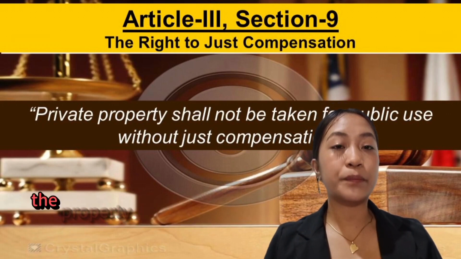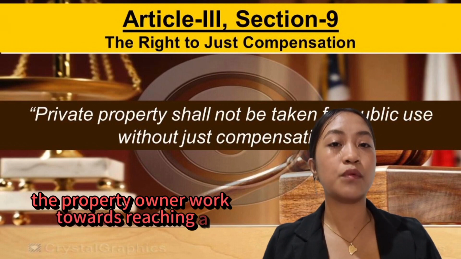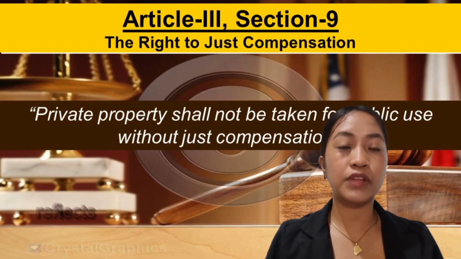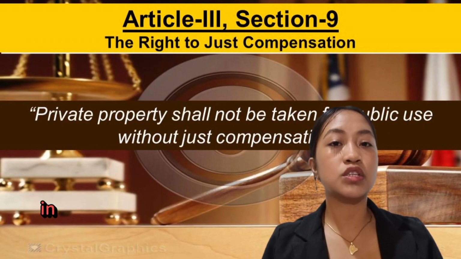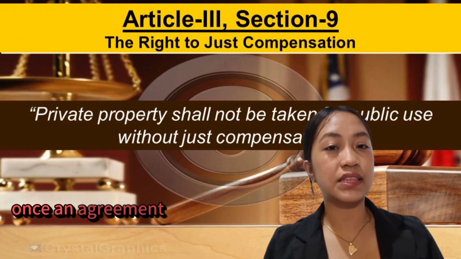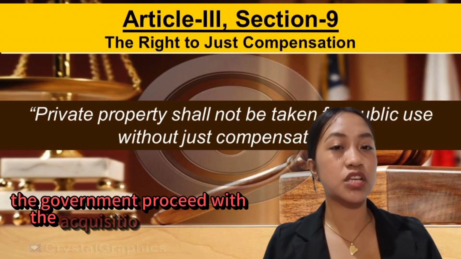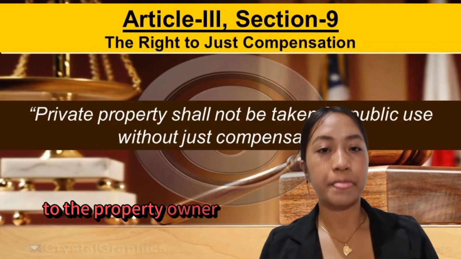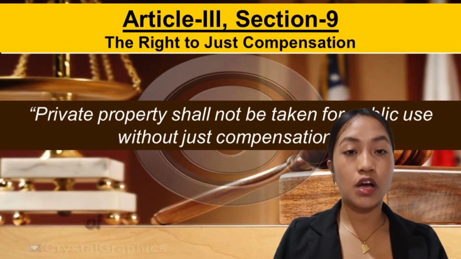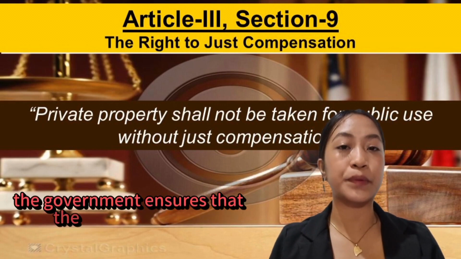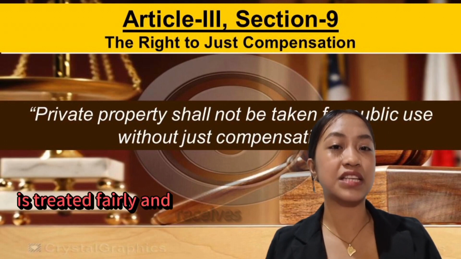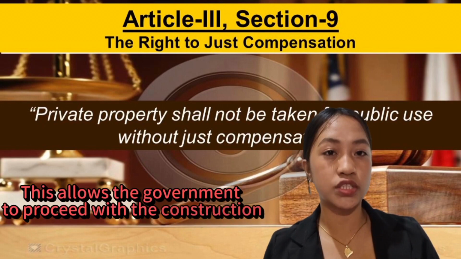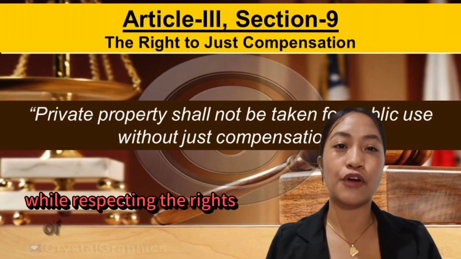The government and the property owner work towards reaching a mutually agreed upon price for the land. They aim to ensure that the compensation reflects the value of the property lost by the owner. Once an agreement is reached, the government proceeds with the acquisition of the land and pays the agreed upon compensation to the property owner. By following this principle of Section 9, the government ensured that the property owner is treated fairly and receives just compensation for their land. This allowed the government to proceed with the construction of the public park while respecting the rights of the property owner.